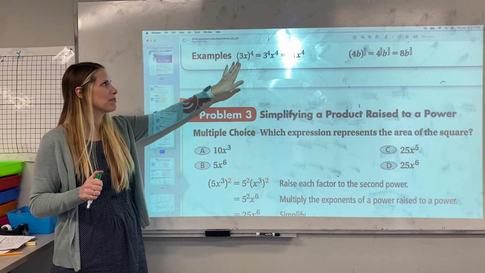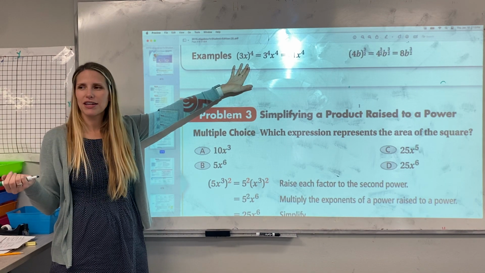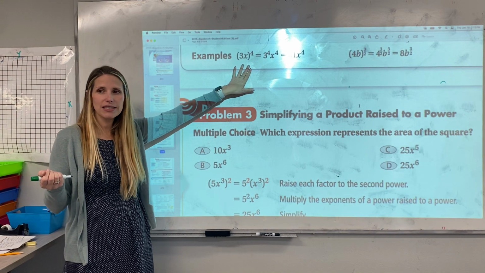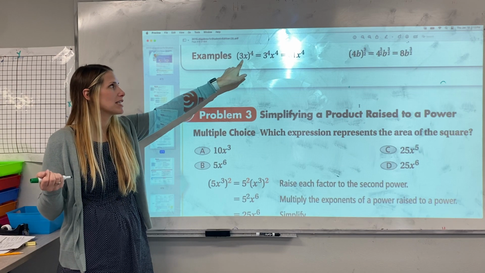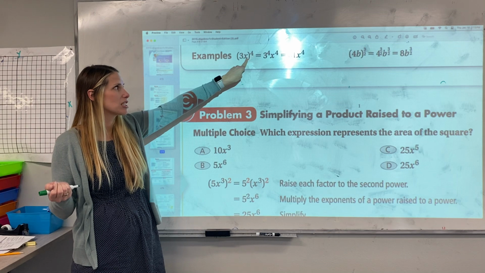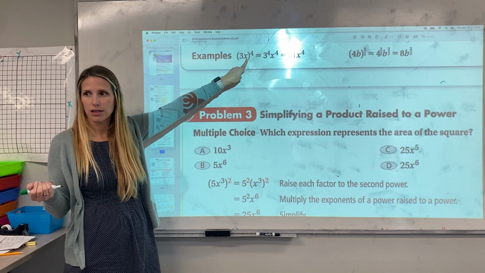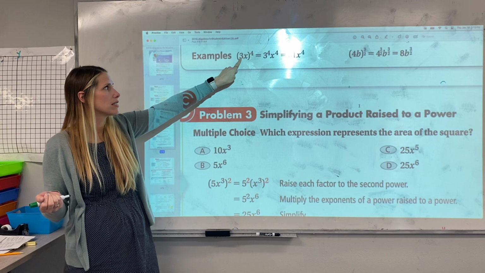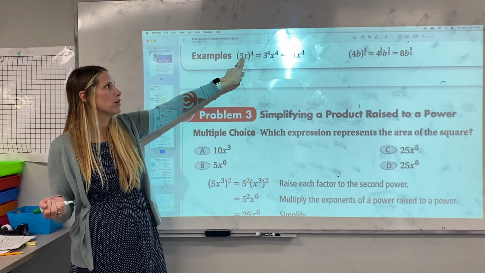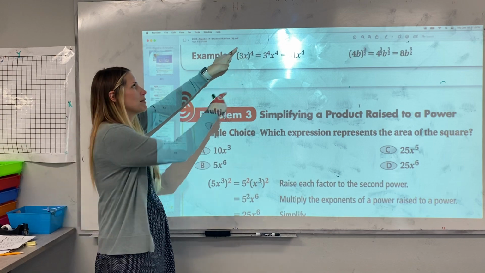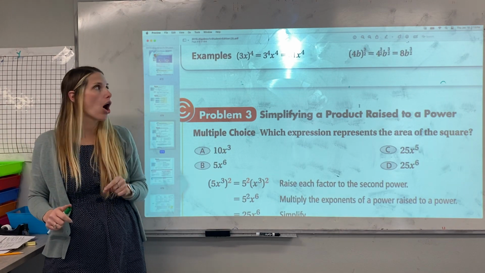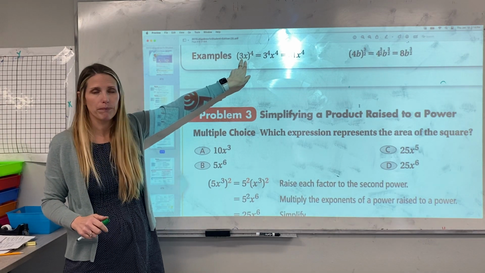Here we have something that doesn't actually look all that different, but it's very different than what we've been doing. The reason it's different is because this exponent doesn't just belong to the variable. It also belongs to the coefficient because this term, 3x, is in parentheses with the exponent. So that exponent belongs to the entire term.